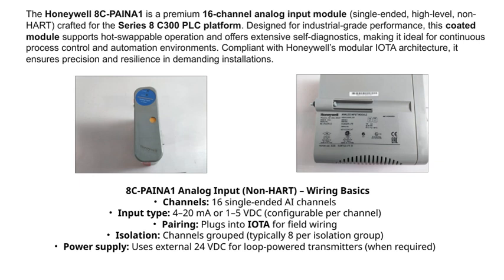The module is designed to plug directly into the IOTA wiring system, simplifying field wiring connections and ensuring a secure, reliable connection. When it comes to isolation, the channels are grouped, usually 8 channels per isolation group, which helps prevent interference between signals and enhances measurement accuracy. Power-wise, the module requires an external 24 VDC supply, especially when you're using loop-powered transmitters. This power feeds the transmitters and ensures they operate correctly within your control system. Overall, the Honeywell 8C PAINA1 is a high-quality, robust module built for industrial environments.